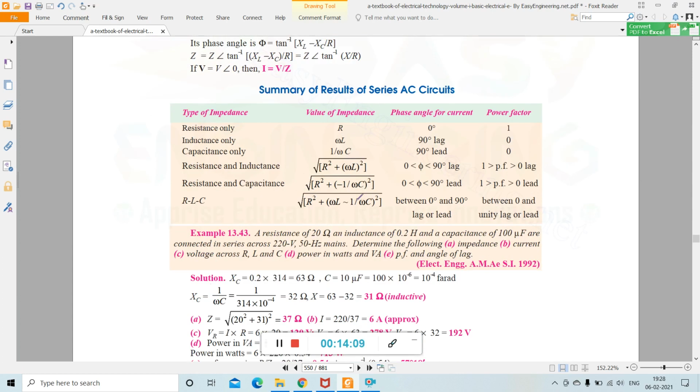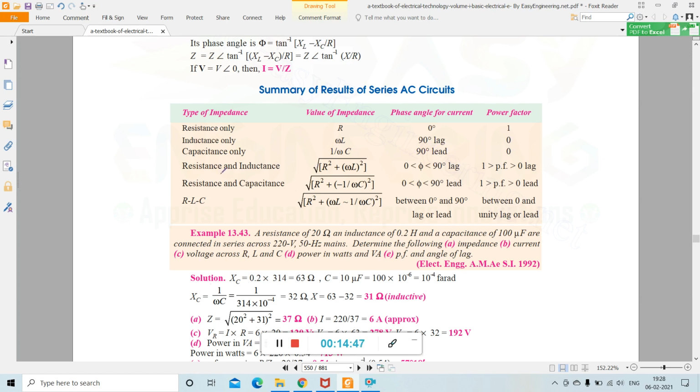So the summary of this series AC circuit is written over here. In case of a resistive circuit, that means resistance only, the value of impedance is R, the phase angle for current is 0 degree, and power factor is 1. If inductance only, that means only L, then the value of impedance is omega L, the phase angle for current is 90 degree lag, and power factor is 0. Similarly for capacitance only, the value of impedance is 1 by omega C, the phase angle for current is 90 degree lead, and power factor is 0.